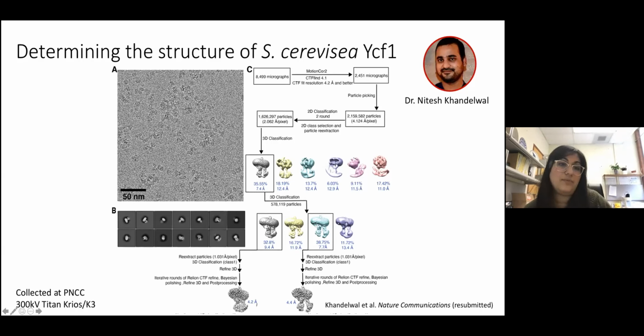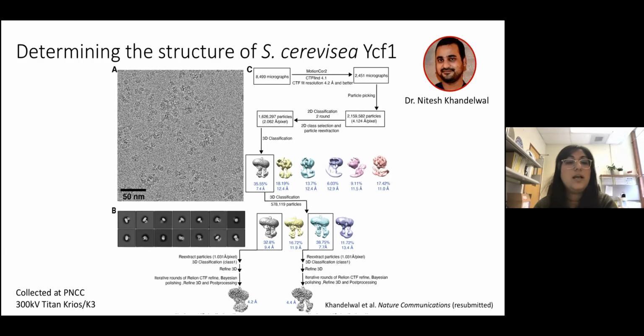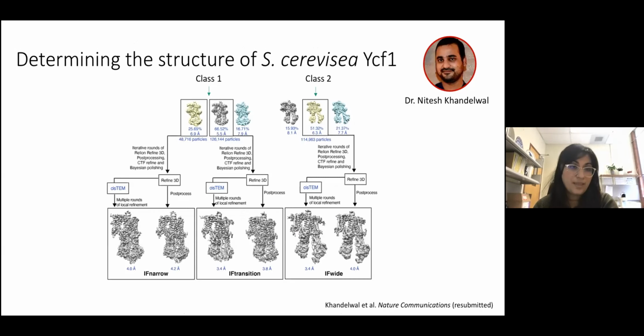heterogeneities in the NBD regions, which for us was problematic because this is where we're mostly interested in determining the role of phosphorylation, and it's also the putative site for where this intrinsically disordered region of the transporter is thought to bind. And so through iterative refinement using cryoSPARC and alignment-free classification, and then local refinement, Nitesh was able to tease apart these two states into essentially 3 conformational states: inward narrow, inward facing transition, inward facing wide, to relatively good resolution.